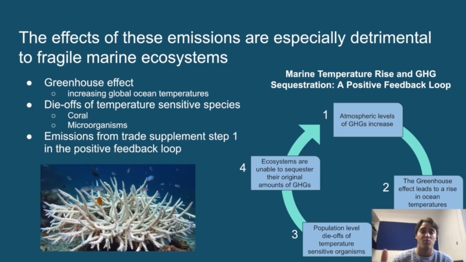So in step 1, this anthropogenic release of greenhouse gases through trade leads to a continued greenhouse effect that helps to increase ocean temperatures. That leads to population die-off, specifically of sensitive species like coral and microorganisms or other phytoplankton. And then as those animals die off, ecosystems are unable to sequester their original amount of greenhouse gases, specifically carbon. And then we see those gases release back into the atmosphere, again contributing to that positive feedback loop and detrimental destruction of these fragile marine ecosystems.